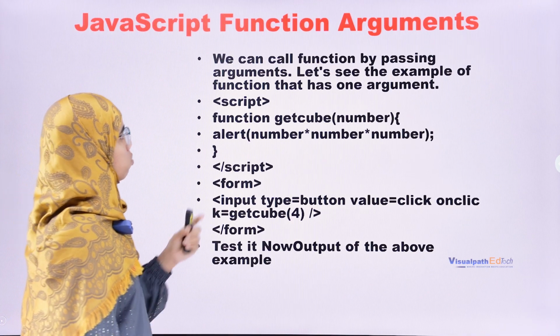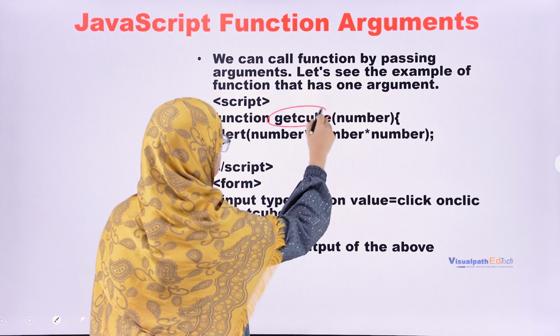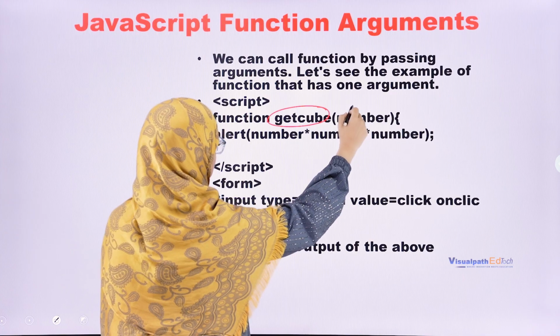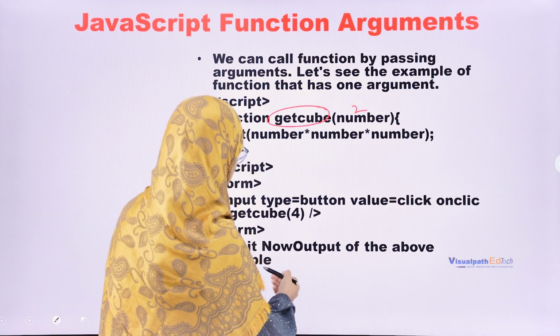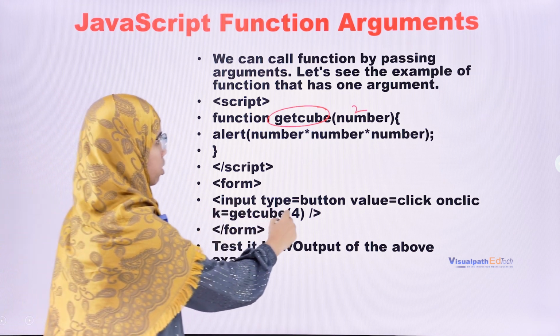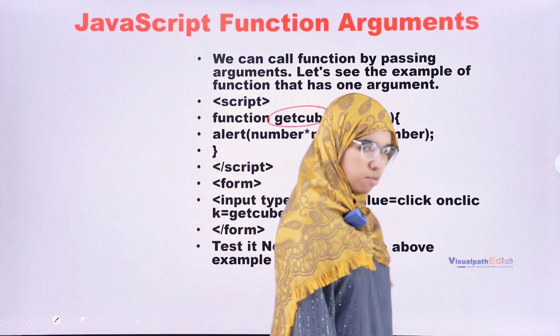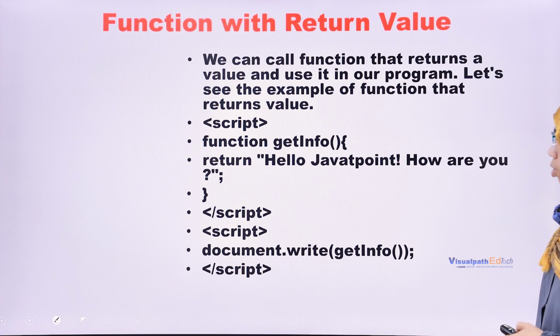Now, with respect to the function arguments, suppose getCube. I want to find the cube of a given number. Let the given number be 2. Whatever number we are inputting, upon clicking, you are inputting some number there. So the given number is 4 there. Whatever the value of 4 cube is, it will be given as the output.